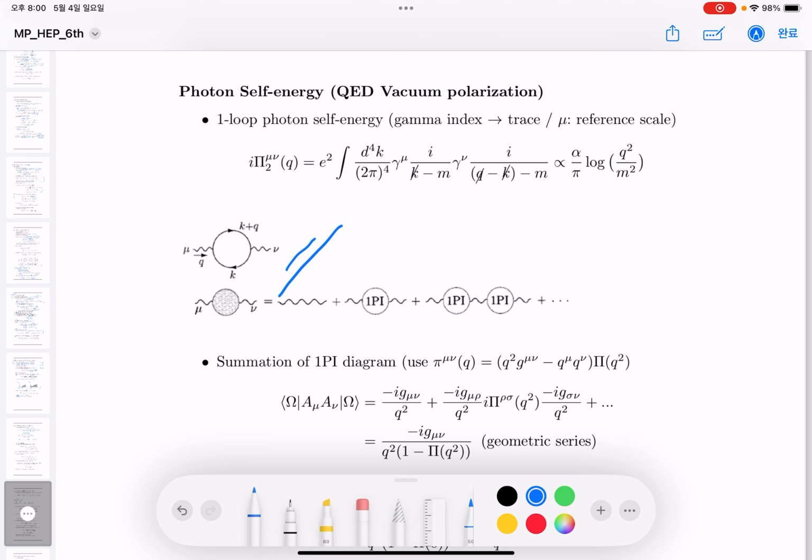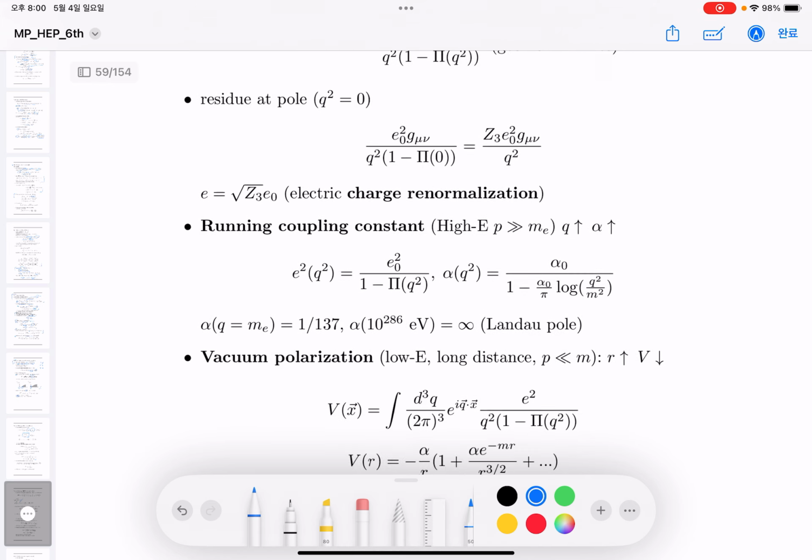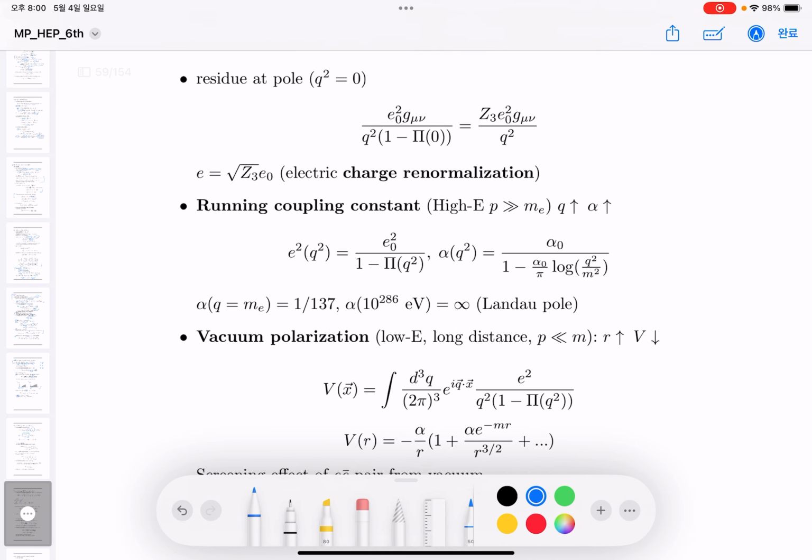And also there is a one-pair diagram, and all the possible diagrams can be represented by a geometric series. Also we can define the coupling or charge normalization in QED. Such a coupling has a dependence on the energy scale or momentum scale Q. This is called the running coupling constant.